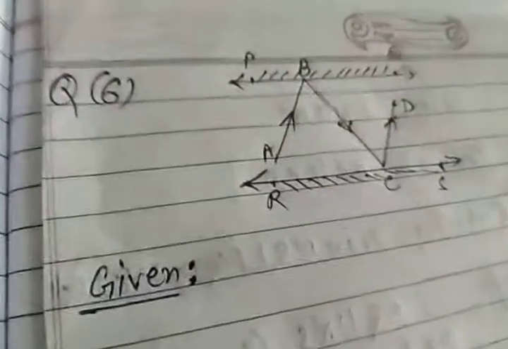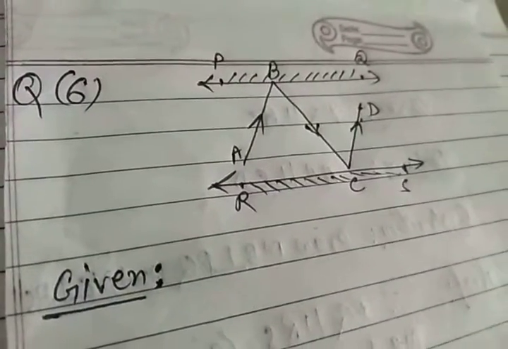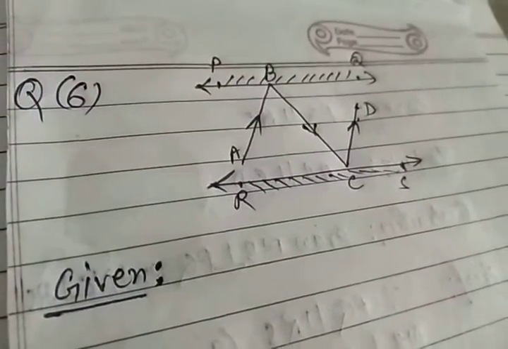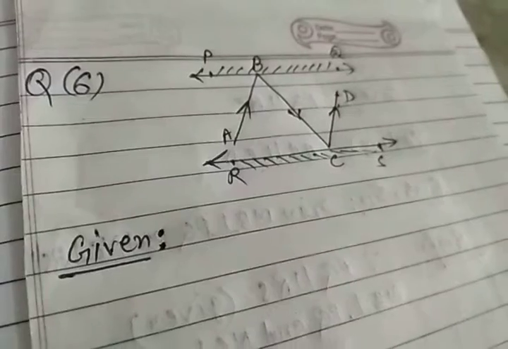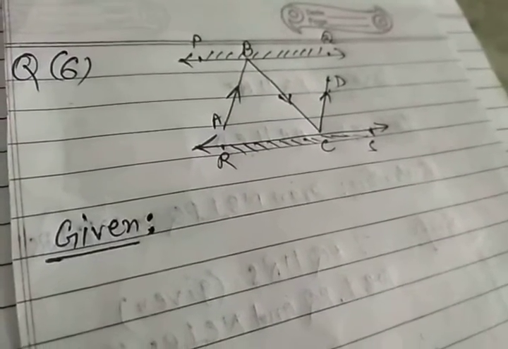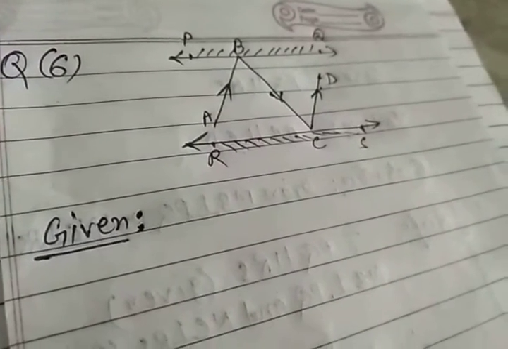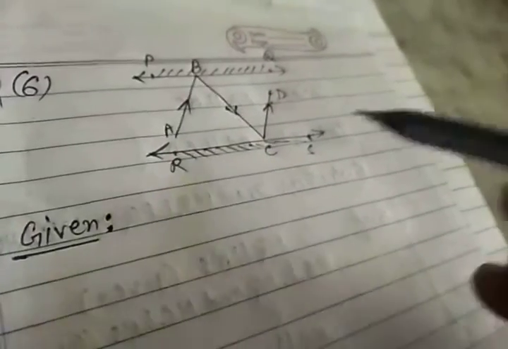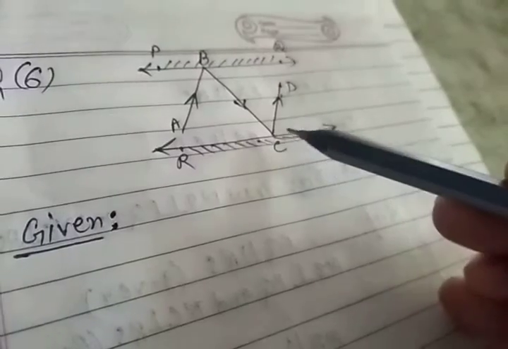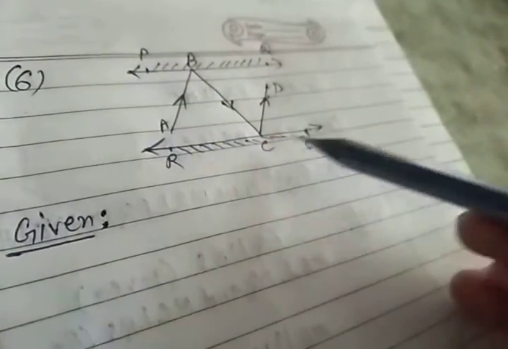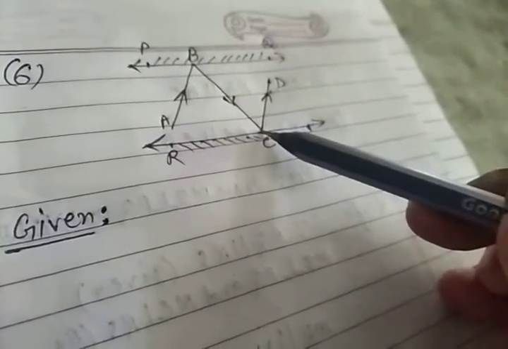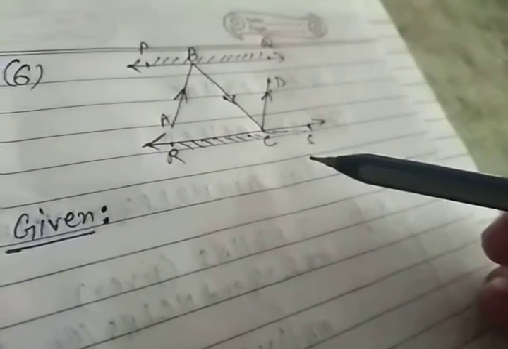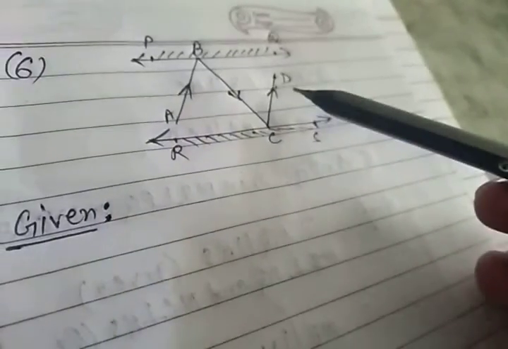See question number 6. There are two mirrors PQ and RS placed parallel to each other, and a ray of light AB strikes the mirror PQ at B and gets reflected towards BC, and also strikes mirror RS at C and gets back along CD. Prove that AB is parallel to CD.